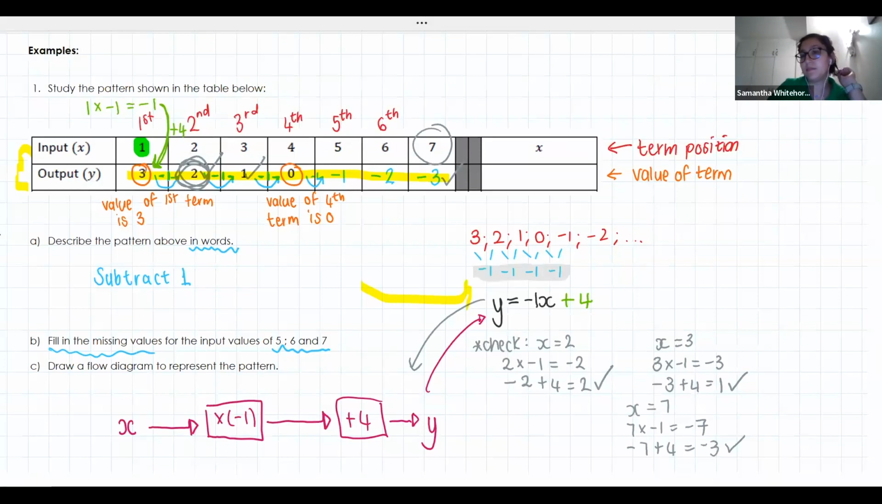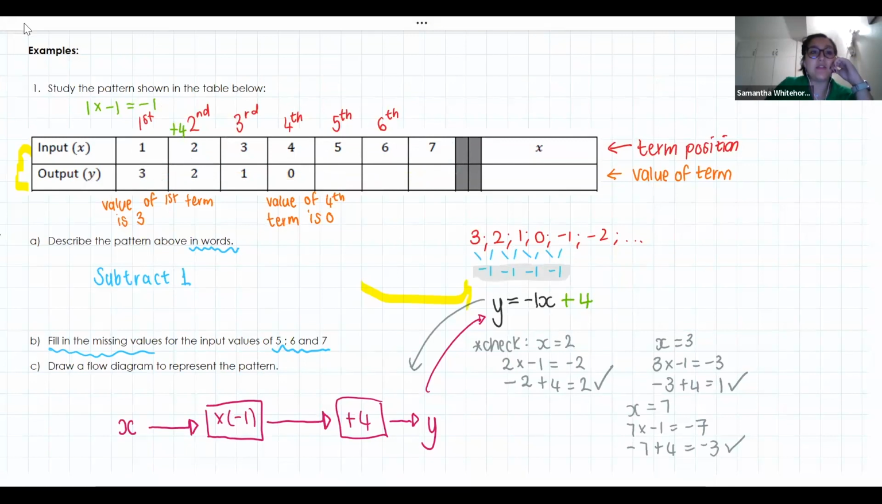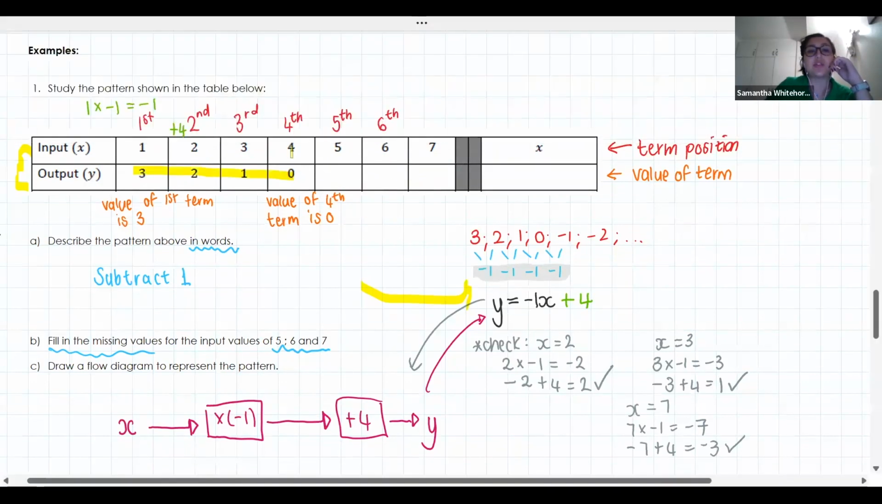Ma'am, I don't understand how you did the sum. Which sum? I think it's the pattern, ma'am. On the table, ma'am, the pattern. Okay, so basically what I did was I gave you the first 3 outputs. So you can almost take it out of a table if you want.